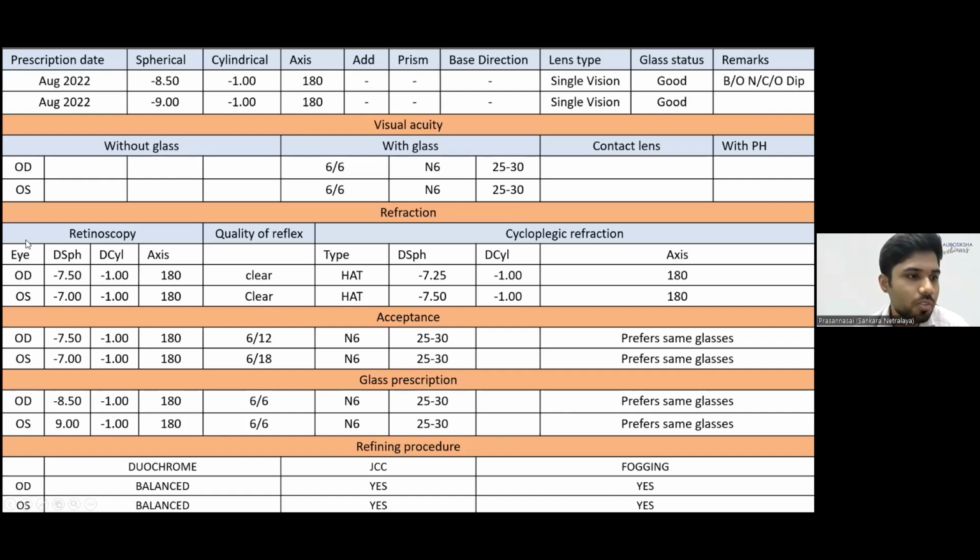Whereas with that power, the patient's acceptance was reduced. From 6.6, it became 6.12 and 6.18. The patient was accepting the same power which she was already wearing. So in these cases, it's better to document the axial length, because with the axial length, we can correlate the refractive error. We all know that 1 mm increase in the axial length causes 3 diopter of myopia. So we can correlate the myopic glass prescription with the axial length value.